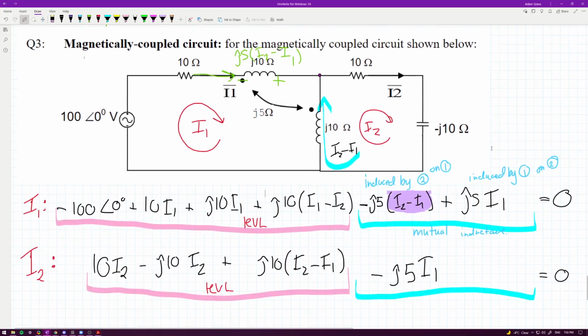And then for this other one, we have to account for the next voltage. I'm just going to erase this so we have a cleaner slate. This inductor is inducing a voltage on this inductor. So polarity: the current going through this one is going into the dot. That means the dot on this one is positive. That's the negative one. So we're going to have a positive additional voltage here, and it's just going to be J5 times the current that's causing it. I1 is the current that's causing it. So we get plus J5 I1.